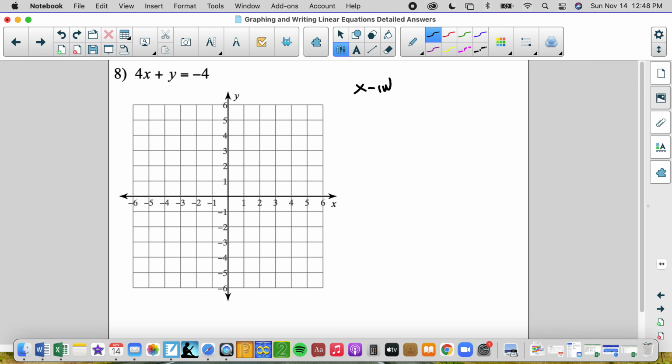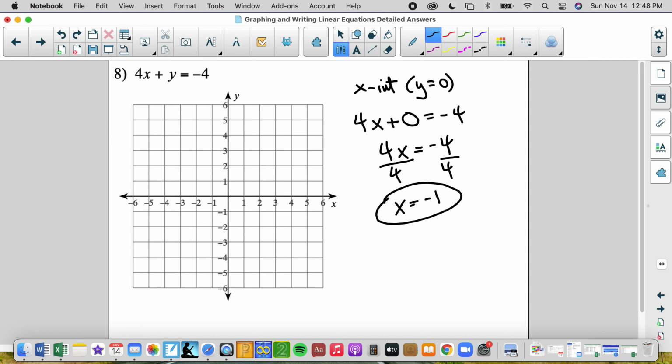Let's look at number 8. Let's do the x-intercept again. y equals 0. We're substituting 0 in for y in the equation. So where we saw y, we put a 0. 0 plus anything is going to give you that original item. We're going to divide by 4. We get x equals -1. That's my x-intercept. I can make that on the x-axis.